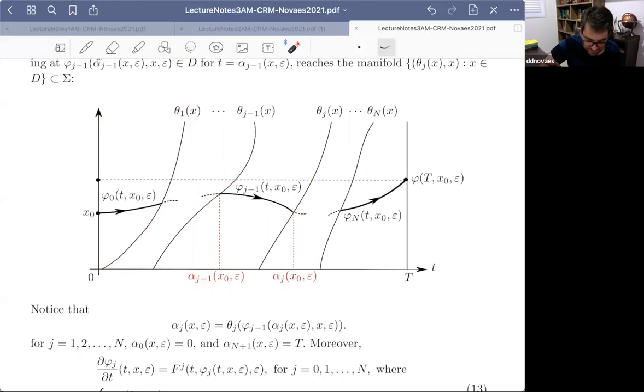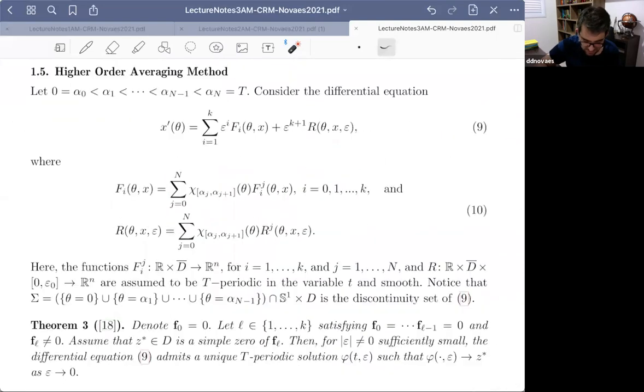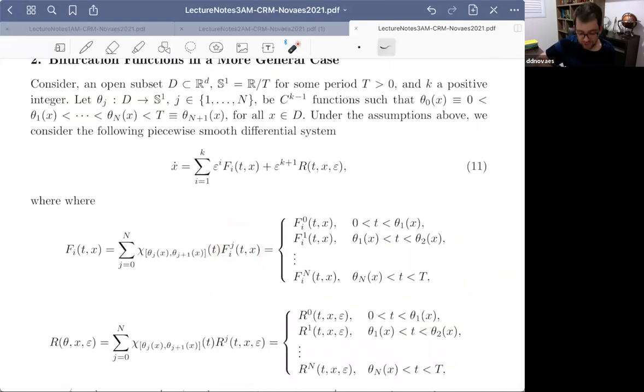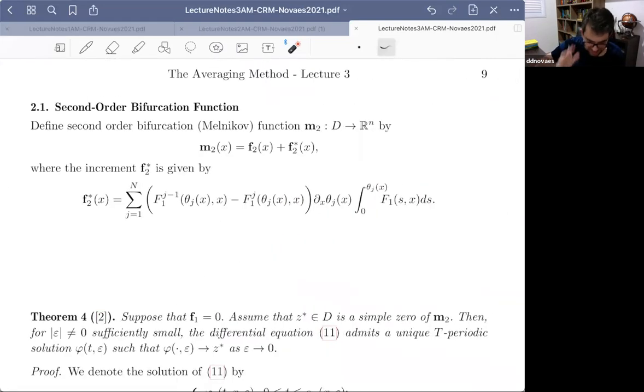Okay, and again, in each one of these sectors, in each one of these spaces, I'm defining a specific equation, Fij. This is another way of writing this function. So Fi is equal to Fij if t, the variable t, belongs to a certain interval that depends on x.